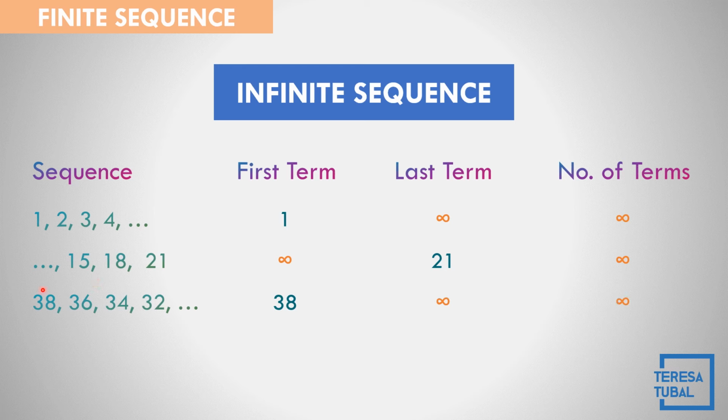The first term for this third example of infinite sequence is 38. The last term is infinite. The number of terms is also infinite.